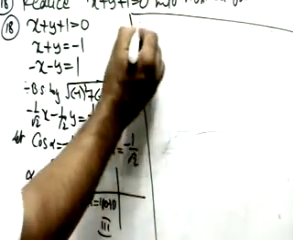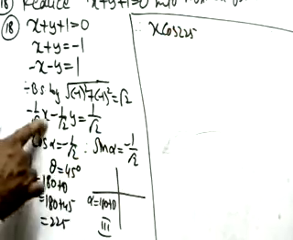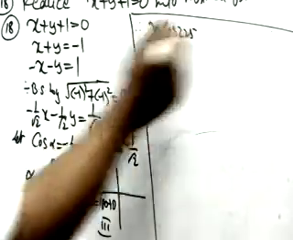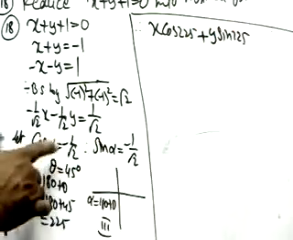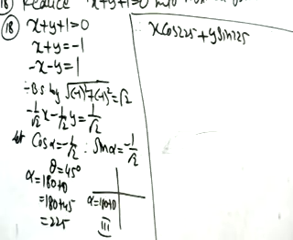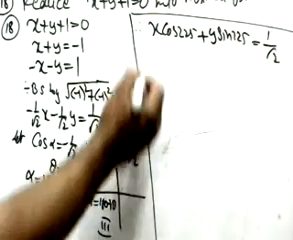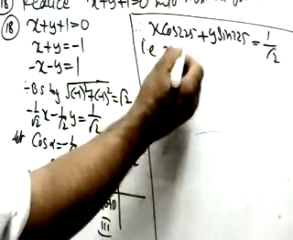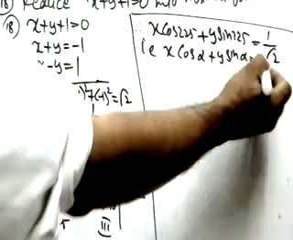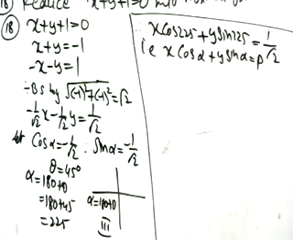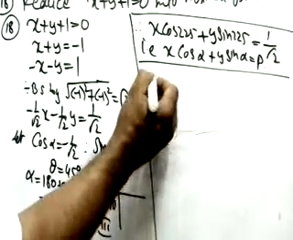Watch carefully. So how can we write? Therefore, x cos 225 plus y sin 225 equals 1 by root 2. So this is of the general form x cos alpha plus y sin alpha equals p. So this is the method of doing.